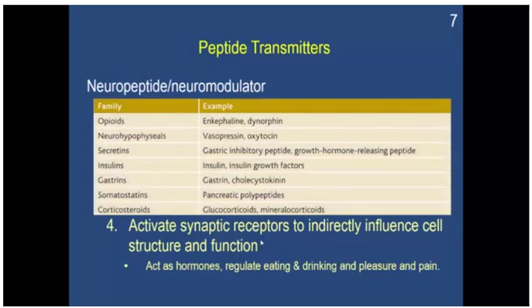Here's an example of a list of different neuromodulators. Not going to spend a ton of time, you don't need to memorize all of them, but you may recognize some of them. Vasopressin and oxytocin, those are things that you may have heard in other classes. Glucocorticoids, we're going to talk about when we talk about stress. And then insulin and some of these other somatostatins play a role in eating behavior, and we'll talk about that.